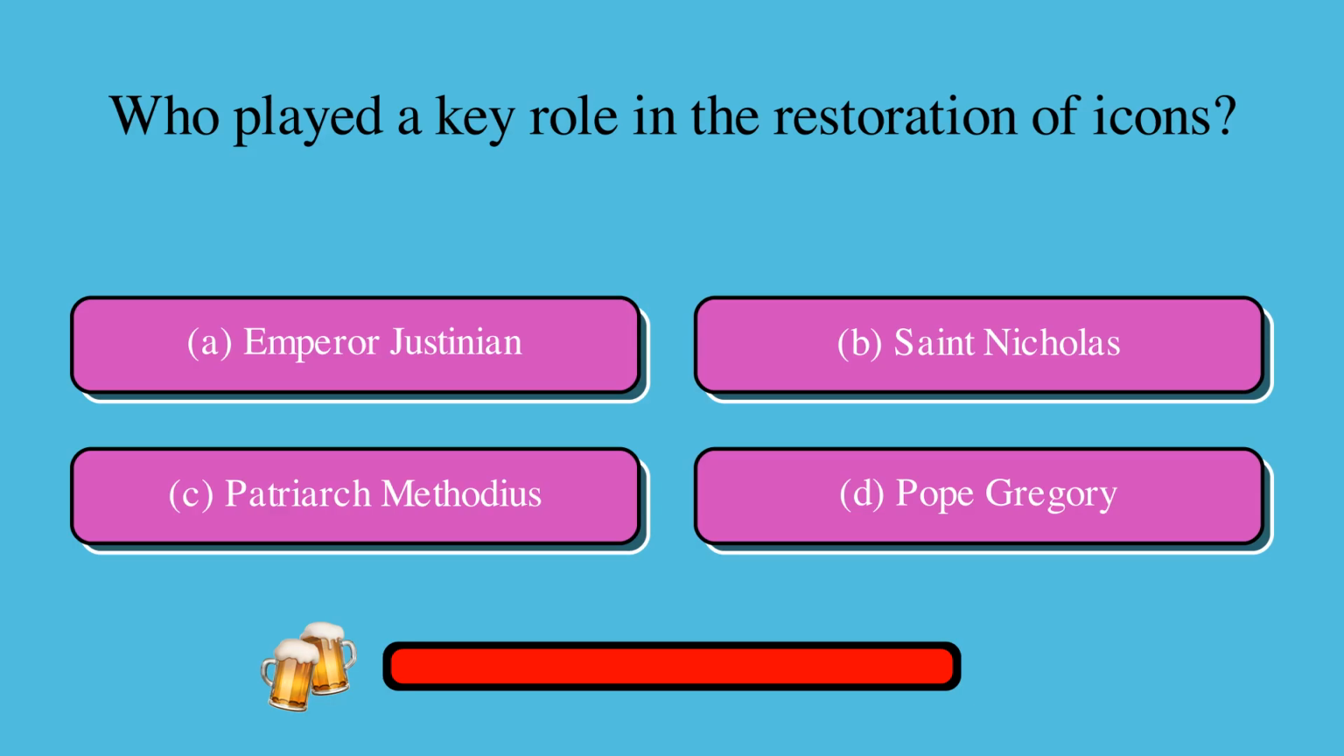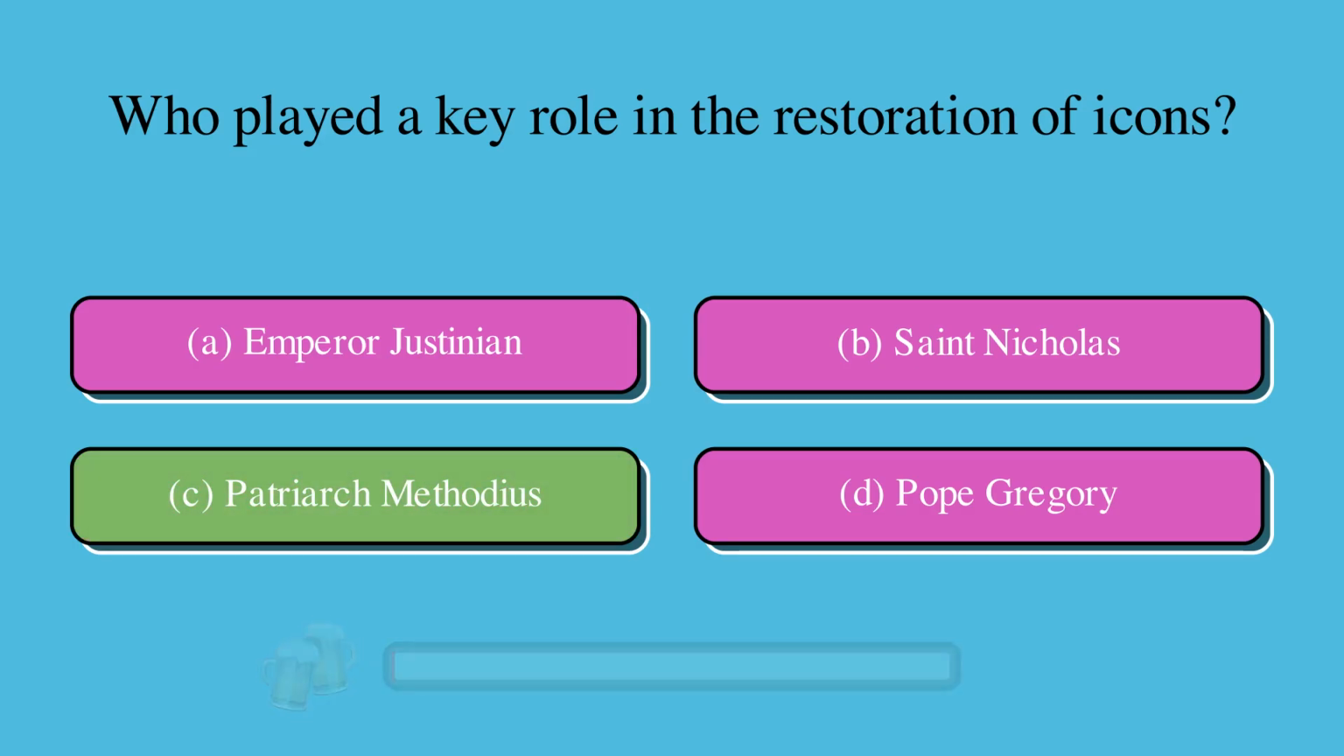Who played a key role in the restoration of icons? Is it A, Emperor Justinian, B, Saint Nicholas, C, Patriarch Methodius, or D, Pope Gregory? The correct answer is C, Patriarch Methodius.